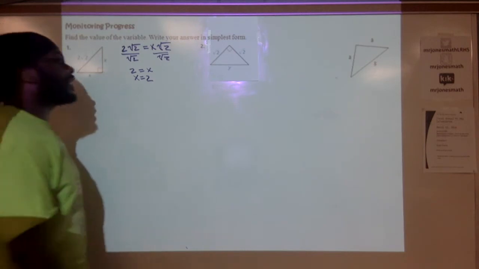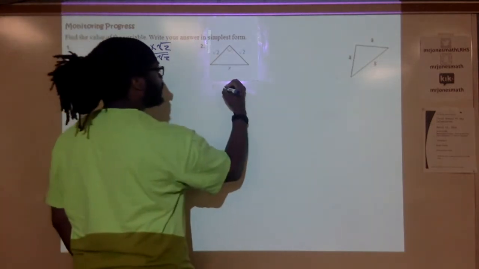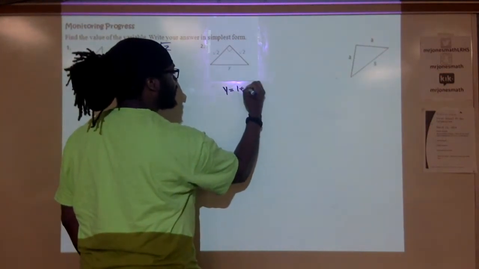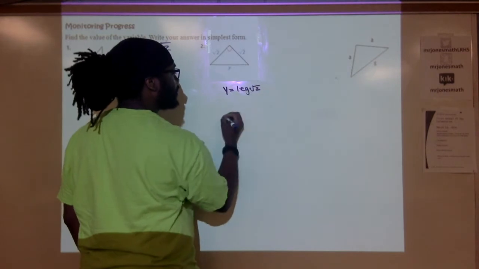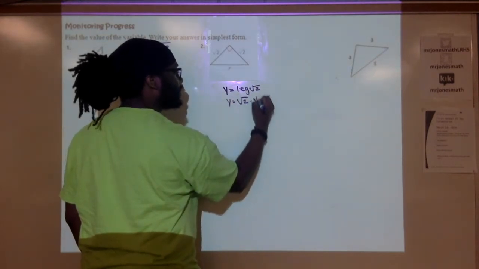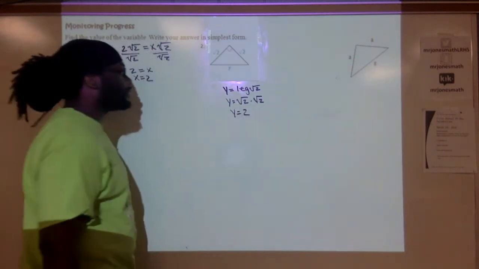Number 2, we are given both of the legs as the square root of 2. So we know y equals the legs times the square root of 2. So y equals square root of 2 times the square root of 2. So y equals 2.